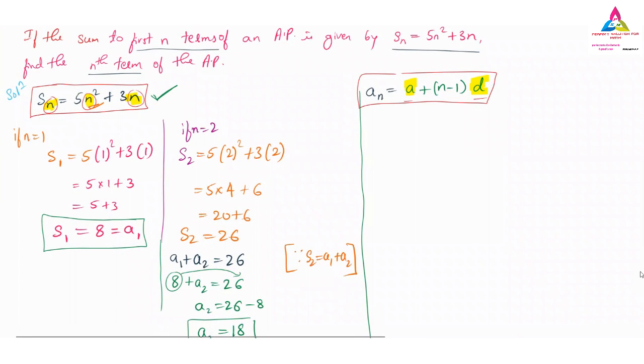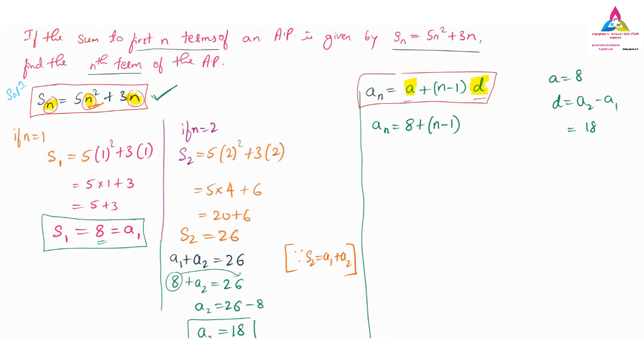So AN is equal to A plus (N minus 1) into D. That is the formula we have. But now let us write it down. A value is nothing but the first term, that is 8, plus N value we don't know, so (N minus 1) as it is. But the D value we can find. D value is what? So here I will do the calculation. A is 8. N value we don't know. D value is nothing but A2 minus A1.